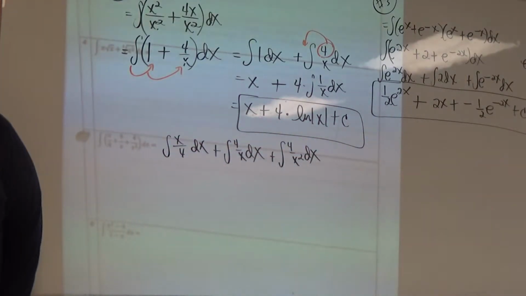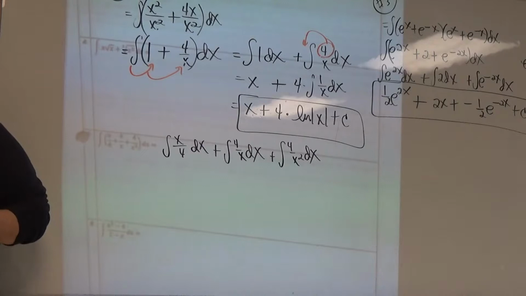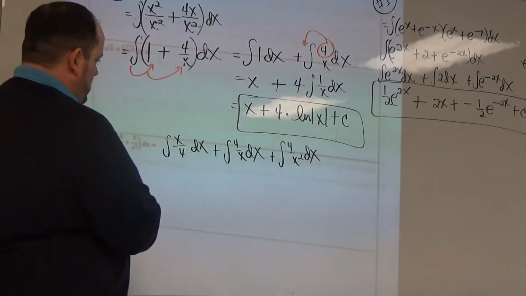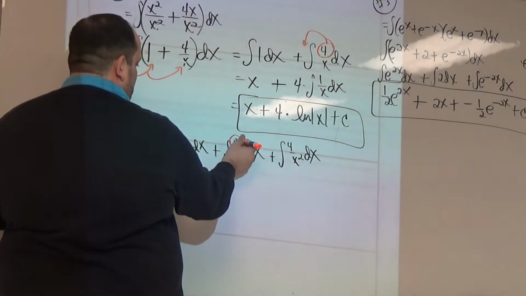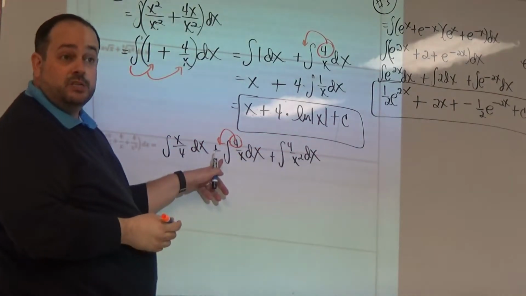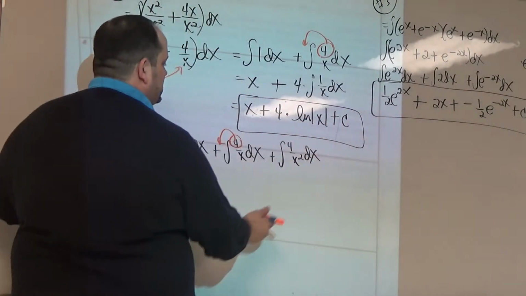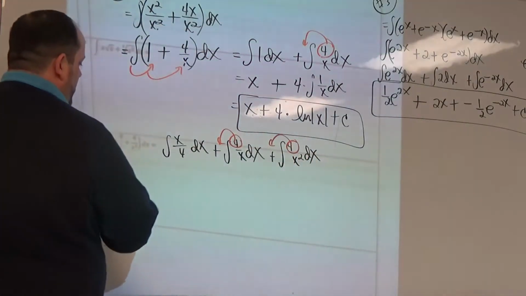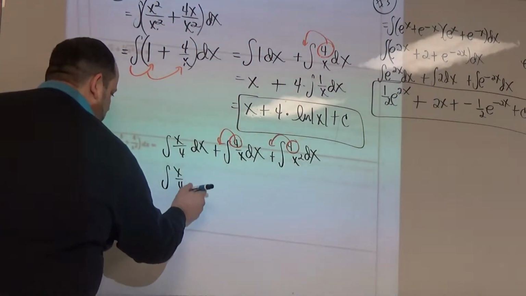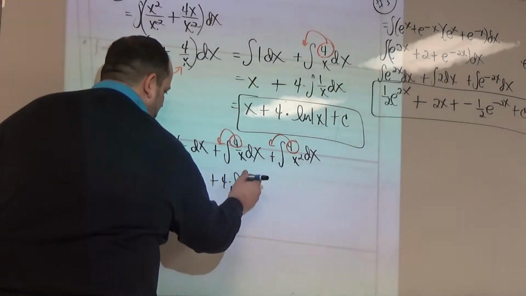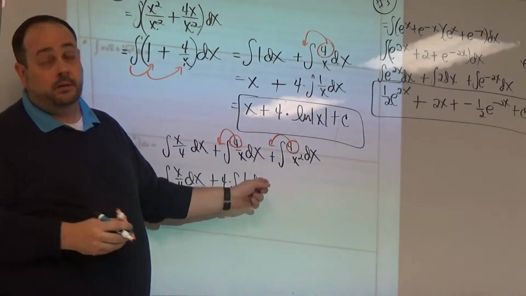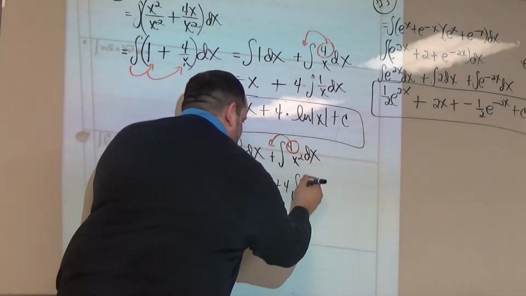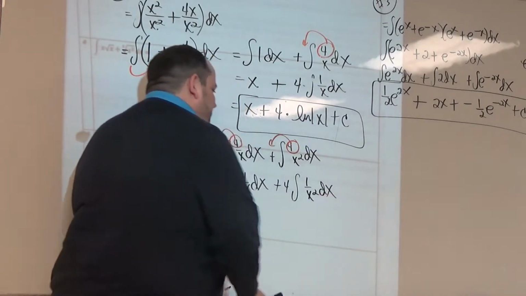What are the other legal things that we can do now? Edgar, what else? For the second and third one, we can bring down the 4. Right, you're factoring it out in front of the integral. And the reason that you can do that is it's a constant. Good. So we've got the integral of x over 4 with respect to x plus 4 times the integral of 1 over x. Gosh, I love that because that's one that I've got memorized. Plus 4 times the integral of 1 over x squared. Love that. I got that one memorized.